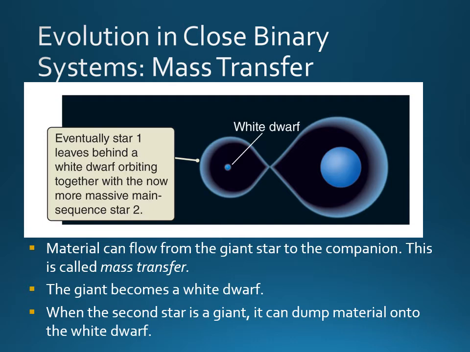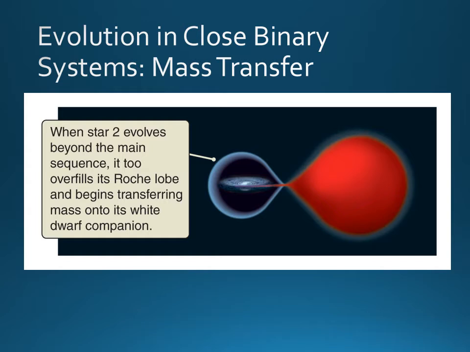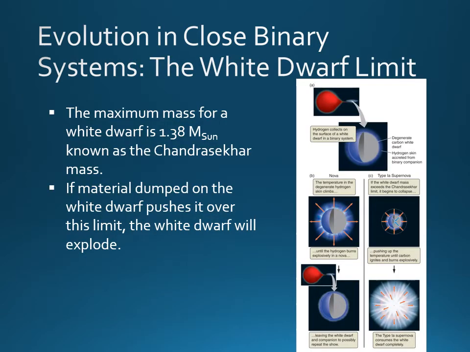During this process, the smaller one solar mass star becomes more massive. Eventually, the two solar mass star becomes a white dwarf. When the second star, the one solar mass star, is a giant, it can dump material back onto the white dwarf. The maximum mass for a white dwarf is 1.38 times the mass of the Sun, known as the Chandrasekhar mass. If material dumped on the white dwarf pushes it over this limit, the white dwarf will explode as a supernova.